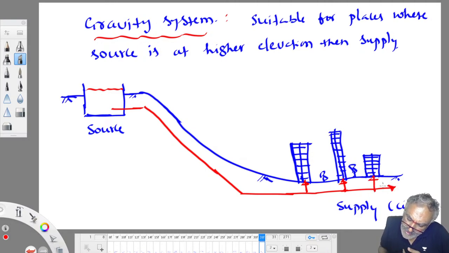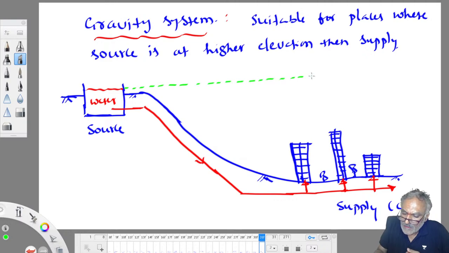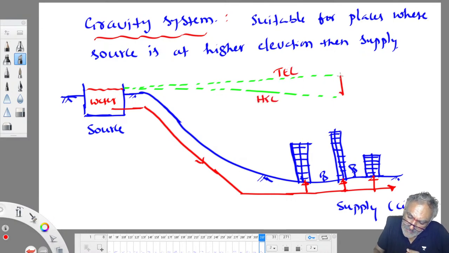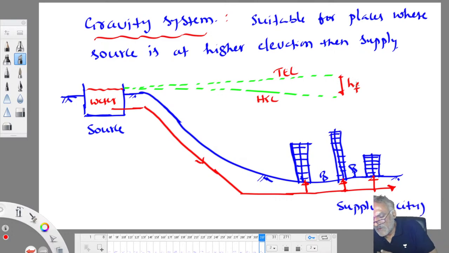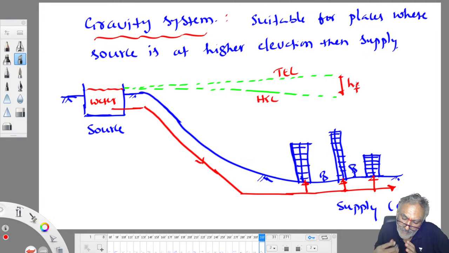Water will keep on going into the system. This much amount of energy is available. This is called the total energy line, under Bernoulli's principle. By the time water reaches the city, some energy is used up due to head loss, due to friction. Still so much energy is available. This is called the hydraulic gradient line. Still so much energy is available, so water comfortably reaches everybody without pumping. Nowhere is pumping used here. Water is directly supplied to the public. Gravity system, no pumping is involved here. Economical system also. Understood now?